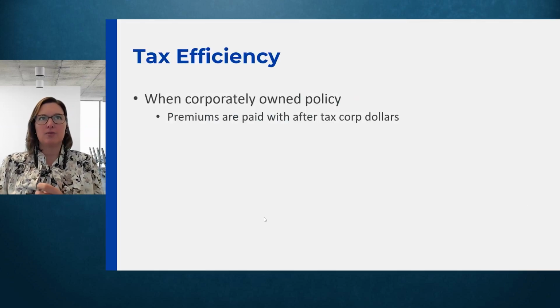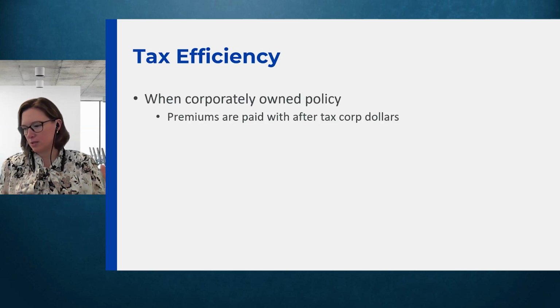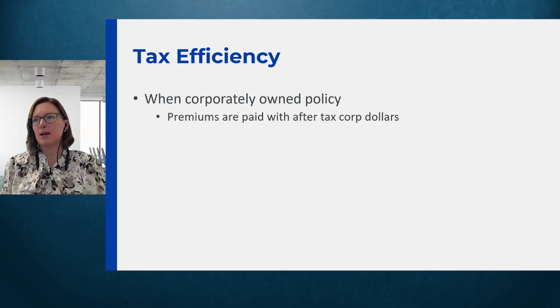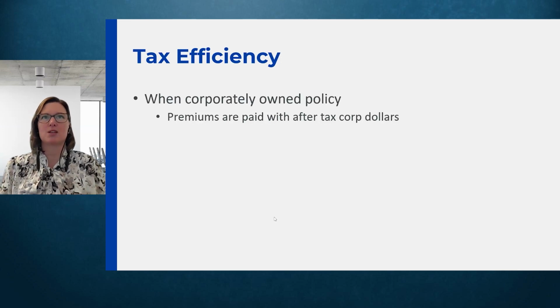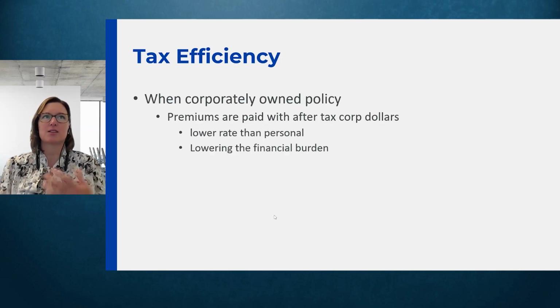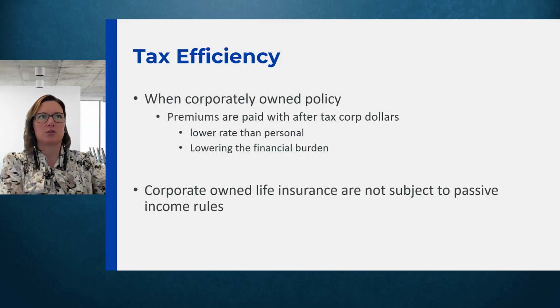Continuing on a little bit more in terms of the tax efficiency, when we are using company dollars to purchase the life insurance policy or the face amount for the individual, perhaps it's a key person or shareholder. We're using company dollars, which is taxed a little bit more efficiently than potentially the personal individual dollars. So we're using premiums paid with after-tax company dollars, which can be better. And they're taxed at a lower rate, and it makes it overall less expensive to do.